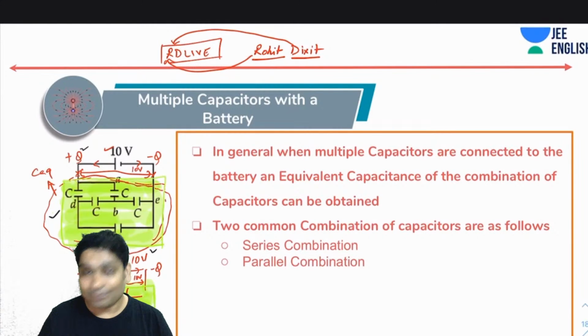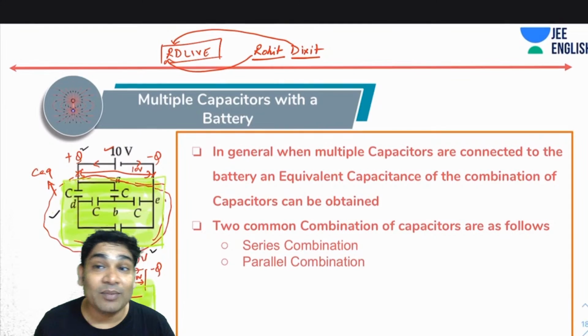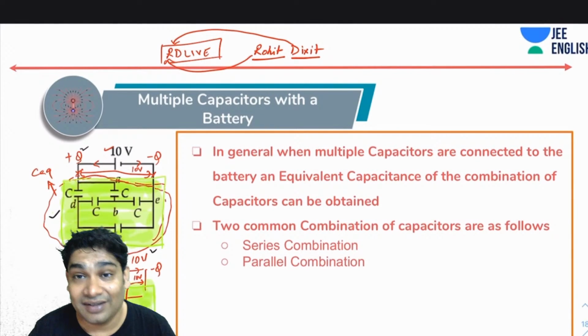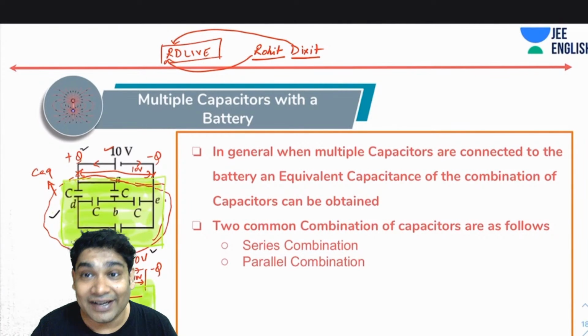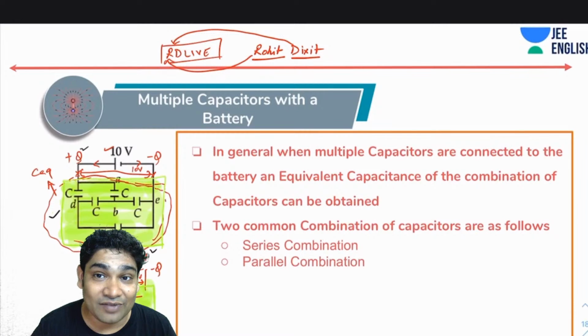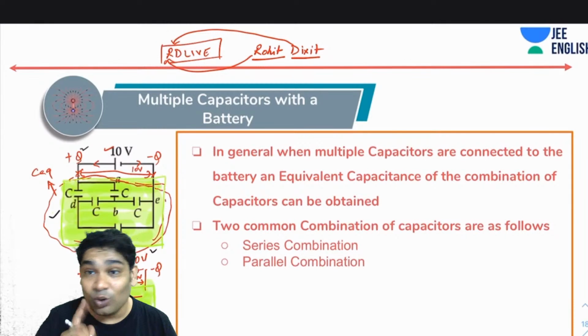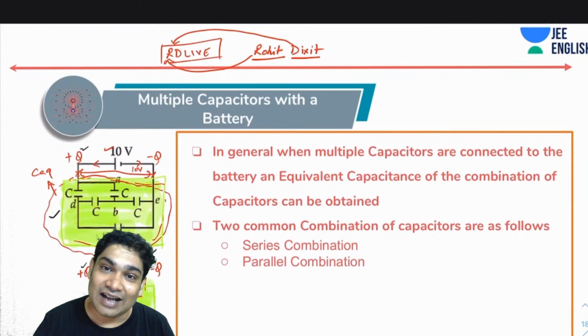Alright. Now, in general, when multiple capacitors are connected to a battery, an equivalent capacitance of the combination of capacitors can be obtained. I already explained to you how we are doing that. Now, two common combinations of capacitors are as follows.